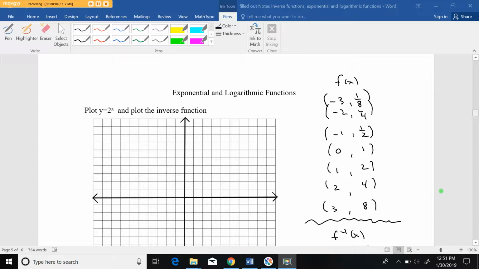This is an introductory video over logarithmic functions. What we're going to do is start by plotting y equals 2 to the x. I did that in my previous video, but we're going to go ahead and do that again right here.